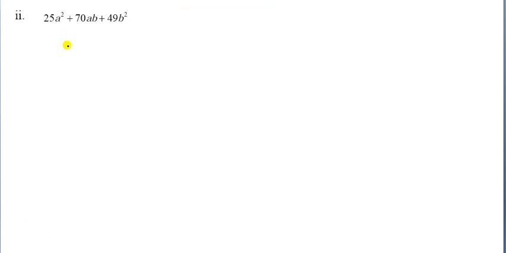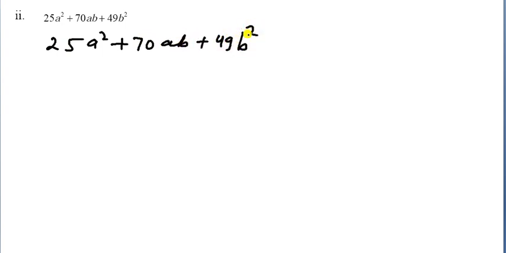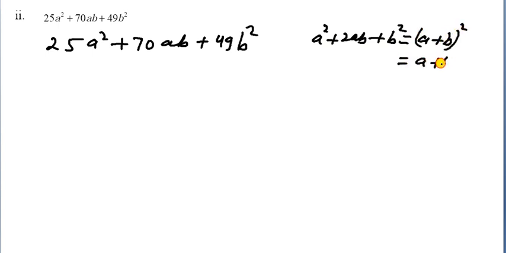So the second question is 25a square plus 70ab plus 49b square. So what will happen in this? I have an identity, that is a square plus 2ab plus b square. That means it is (a + b) whole square, and you can write it as 2 times, so (a + b) and (a + b). So let us see how we can apply it in this.